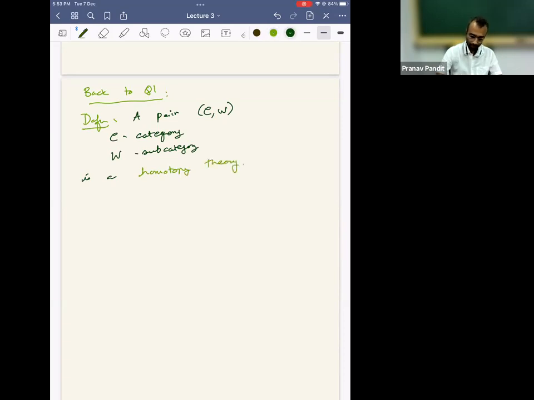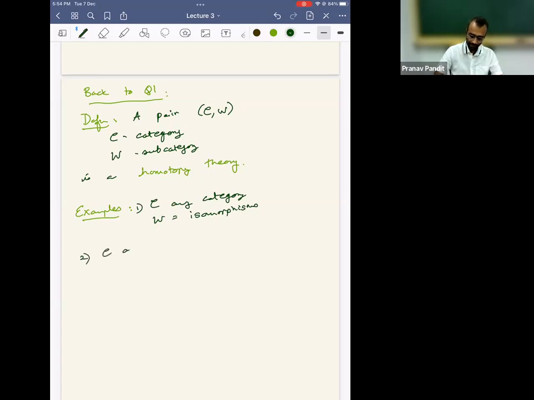So the examples we want to keep in mind are things like: you could take C equal to any category and W equal to isomorphisms. In this case, the problem I described of inverting isomorphisms is pretty boring. There's nothing to do. You're already invertible.